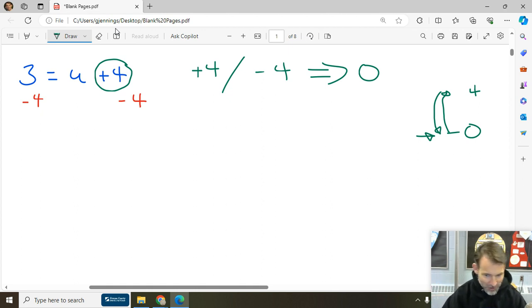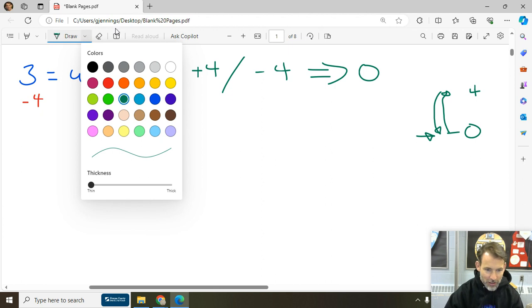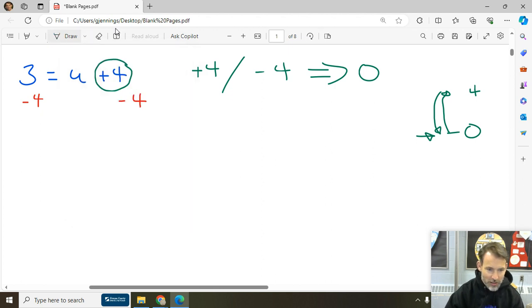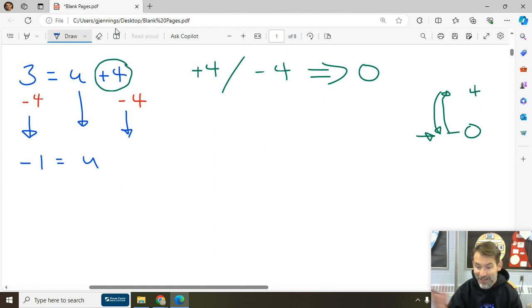All right, so now I do the opposite to both sides. And in this case, the opposite is subtract 4. So now I work this down another line. 3 minus 4, that's minus 1, is equal to u comes down. And then plus 4 minus 4 comes down as plus 0. I don't write that. I'm 43 plus 0 years old. I don't need to add the plus 0. So let's go. Minus 1 equals u.